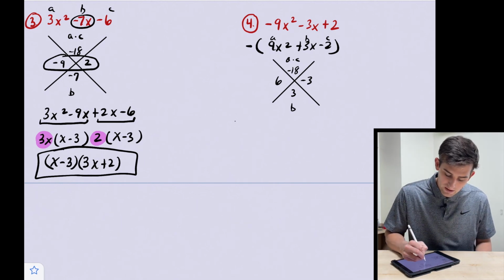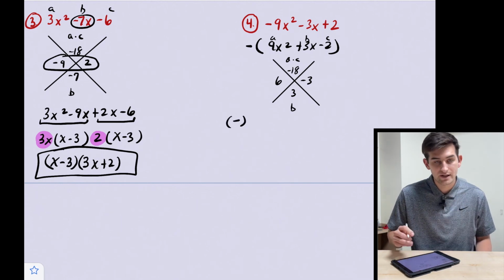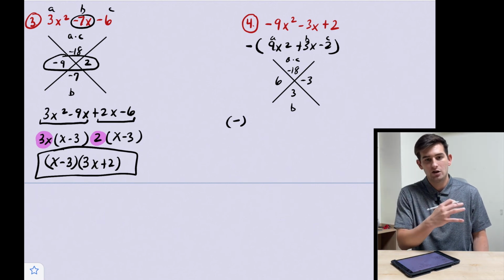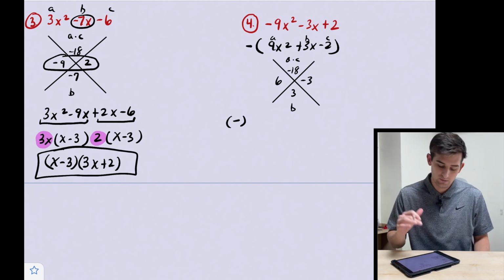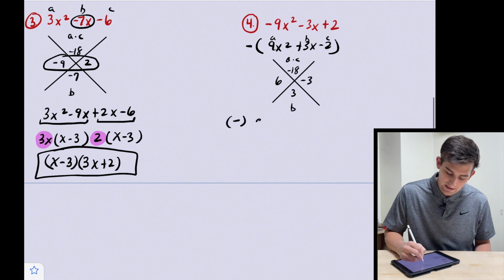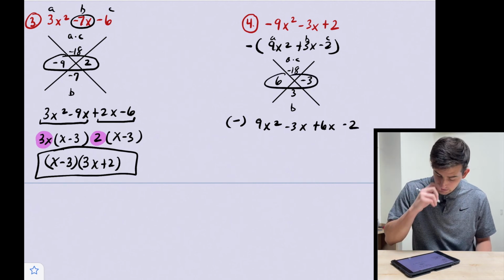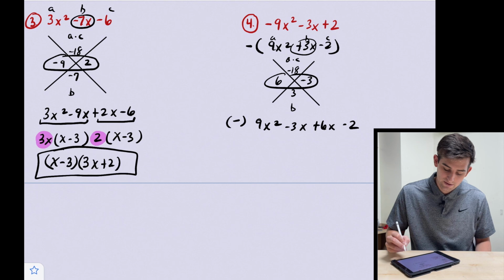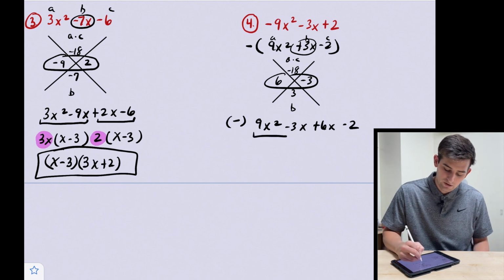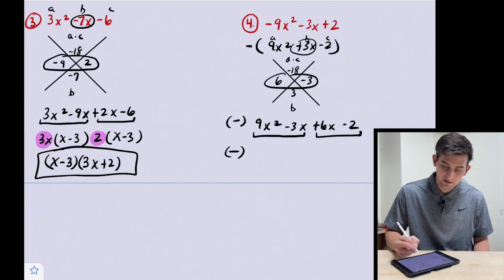So once again, I want to maintain my negative sign, but I just want to make sure I tack it on at the very end so I don't lose it. So I'm just going to write it on the side. So now I have 9x² minus 3x plus 6x minus 2. So 6 and -3 took the place of 3x. So now we're going to group our terms together. We still have this negative out here, so we don't want to lose it. And let's factor out a 3x.